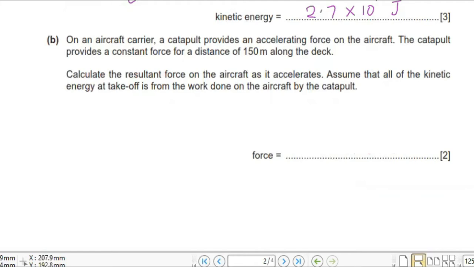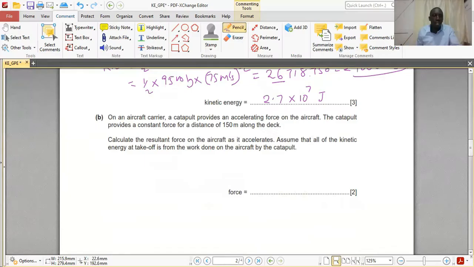Part B, on an aircraft carrier, a catapult provides an accelerating force on the aircraft. The catapult provides a constant force for a distance of 150 meters along the deck. Calculate the resultant force on the aircraft as it accelerates. Assume that all the kinetic energy at the takeoff is from the work done on the aircraft by the catapult. This question can be done in two ways. One which is very obvious is this: work done, which is due to the kinetic energy, is given by the force times the distance covered.